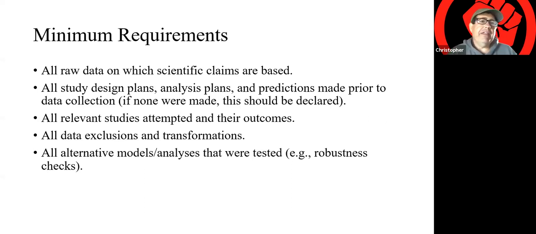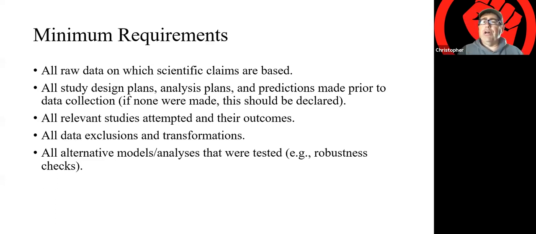The first would be that all raw data on which the scientific claims are based should be available. So should study plans, design plans, analysis plans, and predictions made before collecting data. And if none were made, simply making clear that that was the case. Also presenting all of the relevant studies that were attempted and their outcomes. We saw previously, I think in the John article, that it's quite common for people to conduct multiple studies and only report the ones that worked.